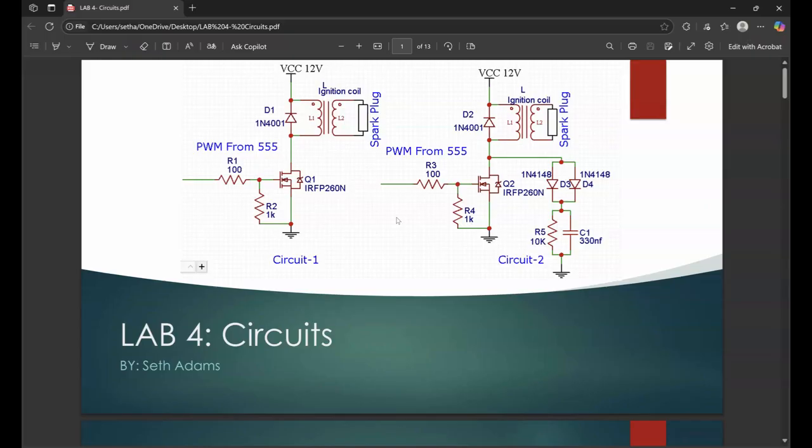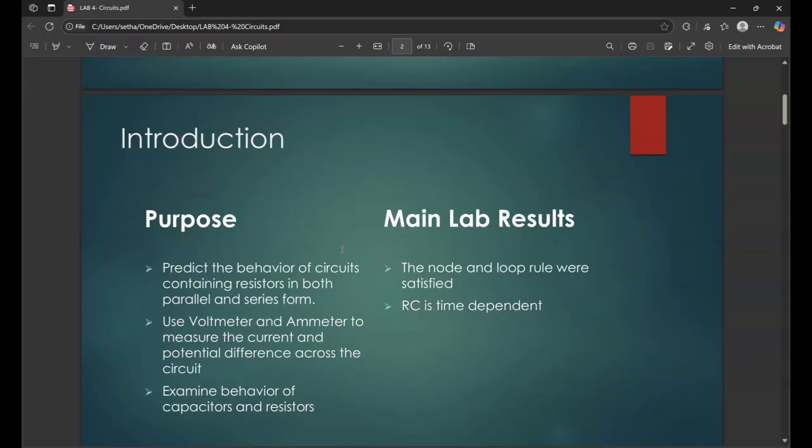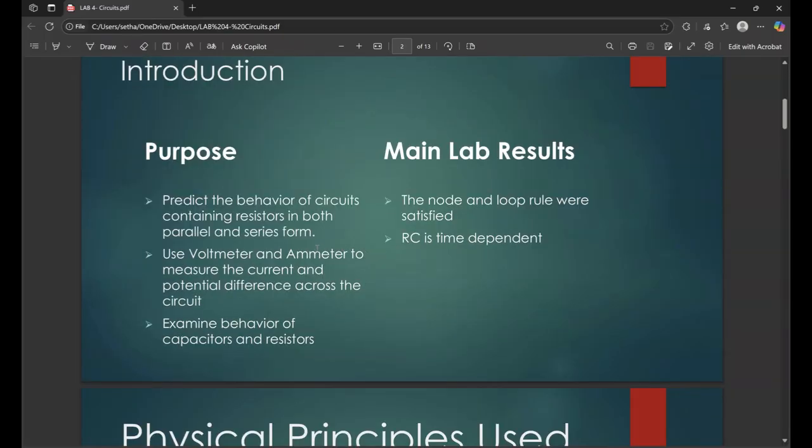Alright, so the purpose of this lab is to predict the behavior of circuits containing resistors in both parallel and series form. To do that, we're going to use the voltmeter and the ammeter to measure the current and potential difference across the circuit, and we're going to examine the behavior of the capacitors and resistors. For the main lab results, the node and loop rule were satisfied and RC is time dependent.